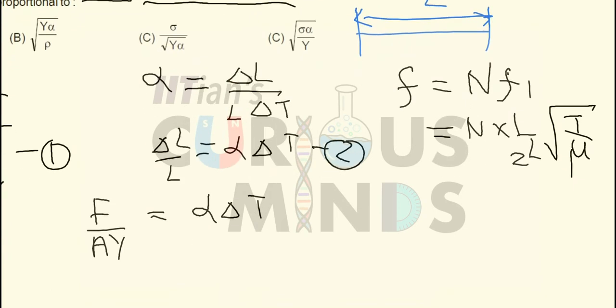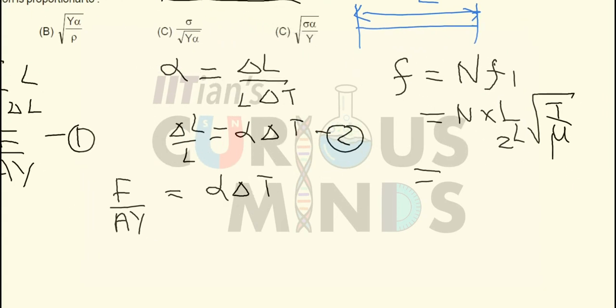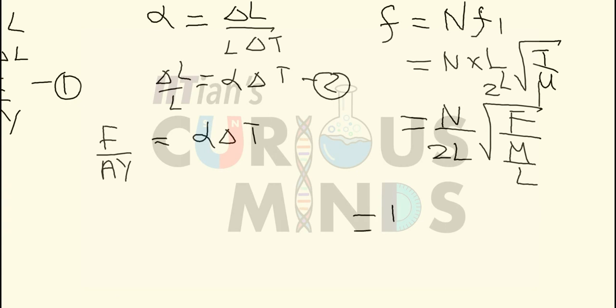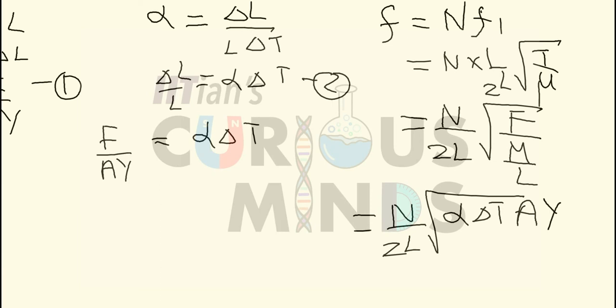Now this same tension will be the force due to the contraction of the wire. So it will be equal to n divided by 2L root of F divided by mu. Mu is the mass per unit length, so it will be equal to m divided by L, the mass per unit length of the wire. Now when I substitute the value of F, it will be equal to n by 2L into root of alpha delta T A into Y divided by mass into length.